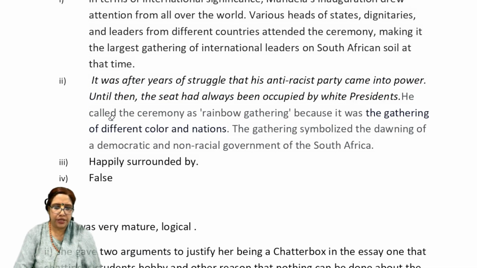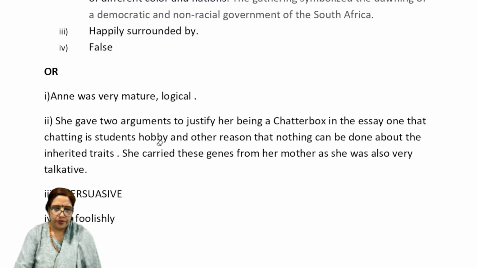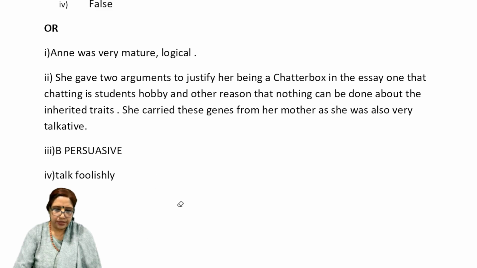And the next question they had asked you, which phrase would correctly substitute pleasantly besieged in the given stanza? And your answer was happily surrounded by. The synonym for pleasantly is happily, and besieged means surrounded by, right? And fourth part says state whether it is true or false, and your answer to this is false. Now we come to B part, and this is of course from the chapter From the Diary of Anne Frank.